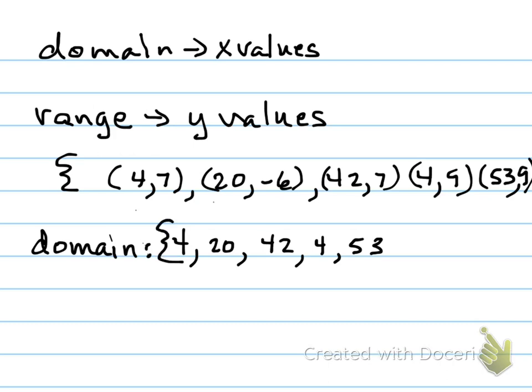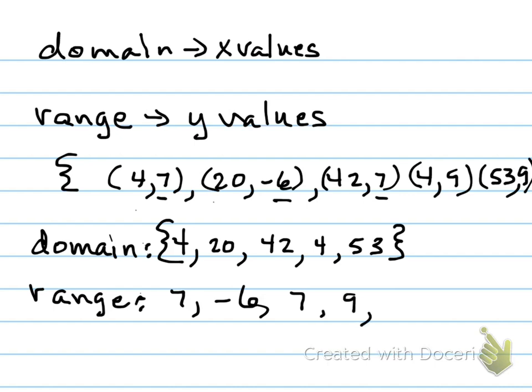They're already going to put in the braces for you because these things are sets of numbers, so they need to be included in braces. Okay? The next thing we want to find is the range, and the range simply means the y values. So let's find our y values. Remember, y is the second number from the point. So 7, -6, don't forget those signs, 7, 9, and here's another 9.